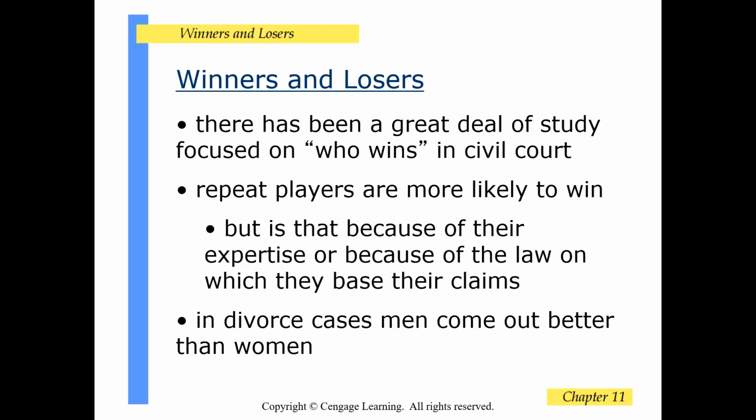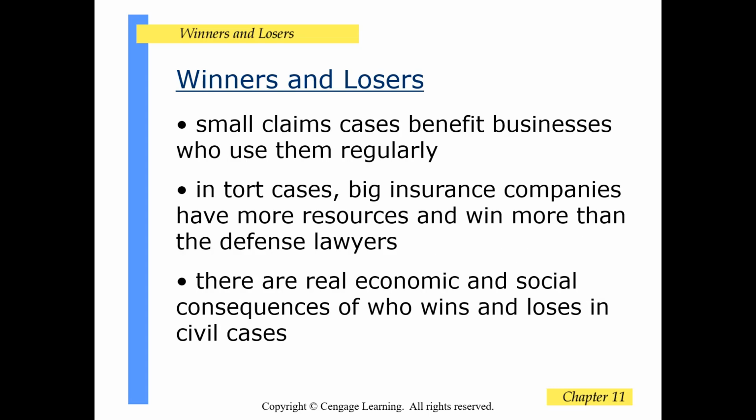There's been a great deal of study focused on who wins in civil court. Repeat players are more likely to win, but is that because of their expertise or because of the law on which they base their claims? In divorce cases, it's been shown that men generally come out better than women. Small claims cases benefit businesses who use them regularly. In tort cases, big insurance companies have more resources and tend to win more than defense lawyers. There are real economic and social consequences of who wins and who loses in civil courts.